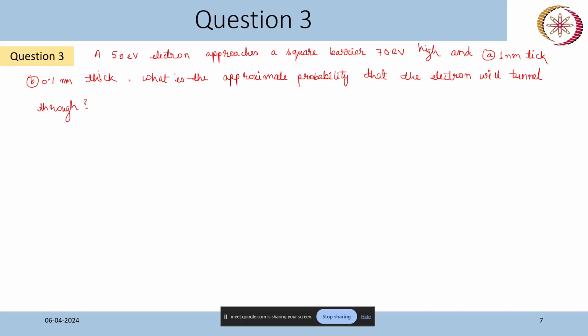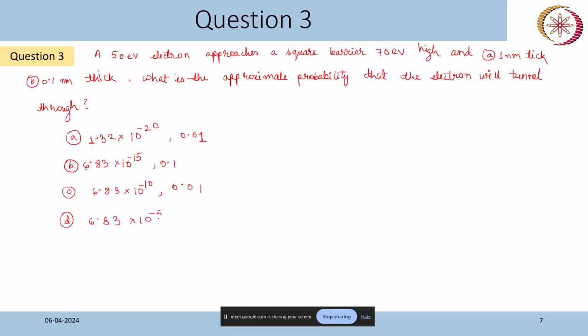The options are: 1.32 into 10 to the power minus 20. So the tunneling probability is very small, 0.01. This is for a thickness of 1 nanometer, first option, and the second option is for a 0.1 nanometer thick barrier. Option B is 6.83 into 10 to the power minus 15.1. Option C is 6.83 into 10 to the power minus 10.01. Option D is 6.83 into 10 to the power minus 5.3.